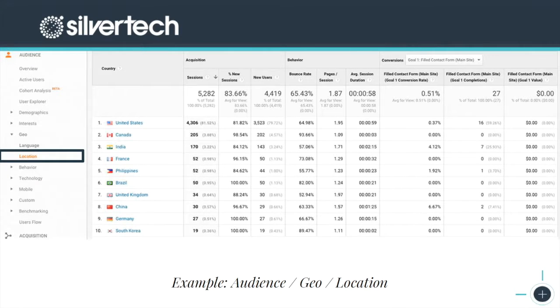Excellent. And another report that I like to use, this one is Location. You can find this under Audience, Geo. Sam, any persona-related insights? Yeah, so culture and language is one of the biggest differentiators to the human race. So it's really important to make sure that when you are creating these personas, you do include those cultural differences because it can make or break your audience and your brand.